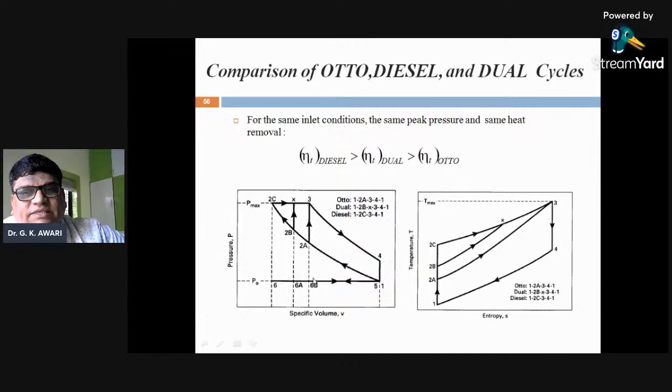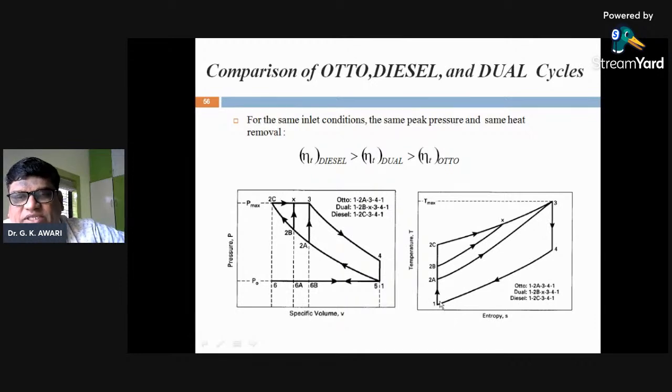Here the specific volume is between point 1 and point 2a. In the case of the dual fuel cycle, the specific volume between point 1 and 2b is increased. And in the case of the diesel cycle, the specific volume from 1 to 2c is increased further, because the compression ratio is high in diesel engines. If you look at the temperature-entropy diagram, you will find a similar kind of change.